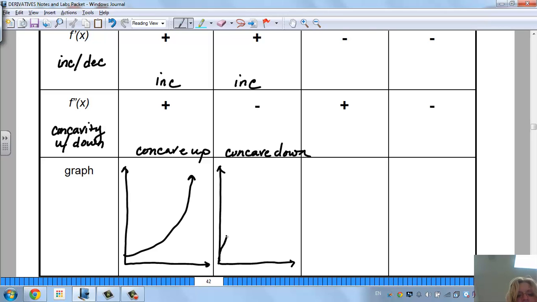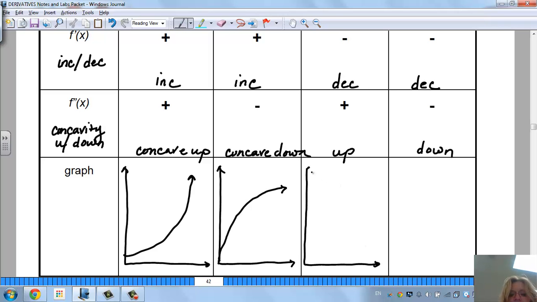So if it's increasing and concave down, it's going to look like that because my slopes are decreasing. Here, these two, my function is decreasing. This is concave up and this is concave down. So this is what my graph would look like. If it's decreasing and concave up, it looks like this. If it's decreasing and concave down, it would look like this.